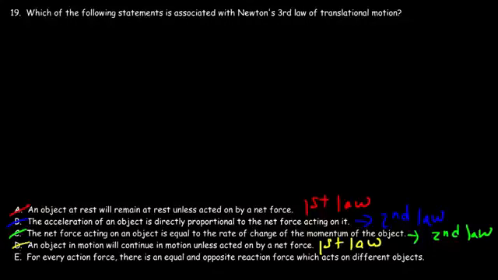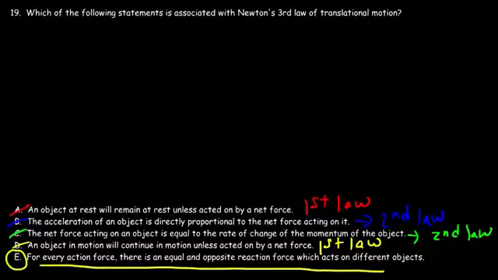So by elimination, the answer has to be E. For every action force, there is an equal and opposite reaction force, which acts not on the same object, but on different objects. So let's say A is the action force. The reaction force is going to be equal to the action force, but it's going to be opposite in direction. So if one is positive, the other is negative.